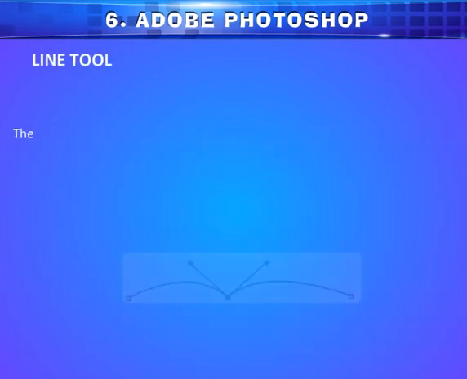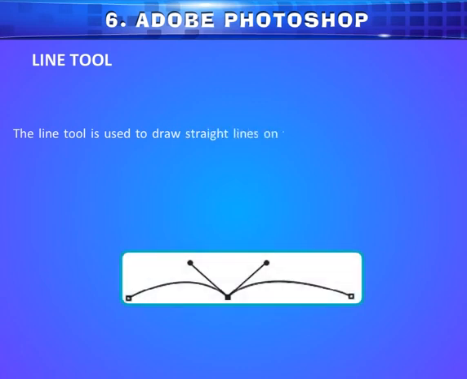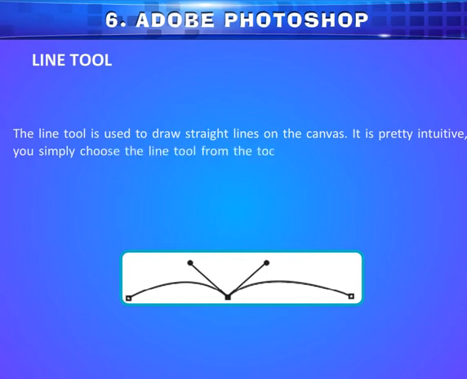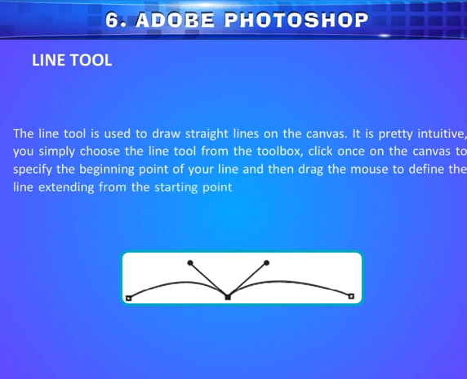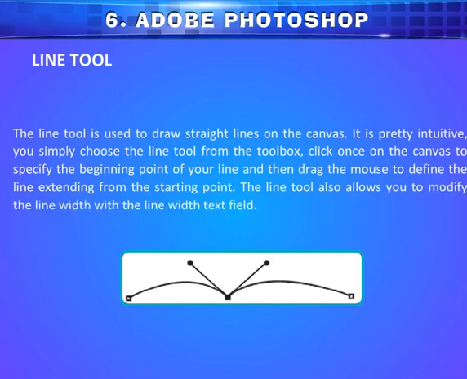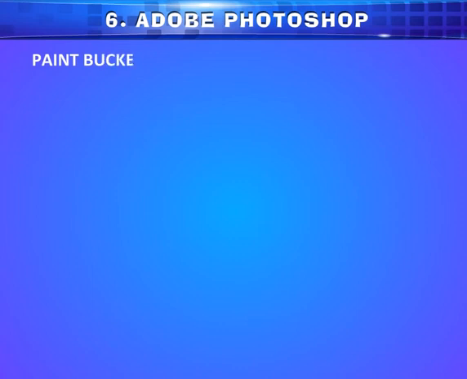Line tool. The line tool is used to draw straight lines on the canvas. It is pretty intuitive. You simply choose the line tool from the toolbox. Click once on the canvas to specify the beginning point of your line, and then drag the mouse to define the line extending from the starting point. The line tool also allows you to modify the line width with the line width text field.